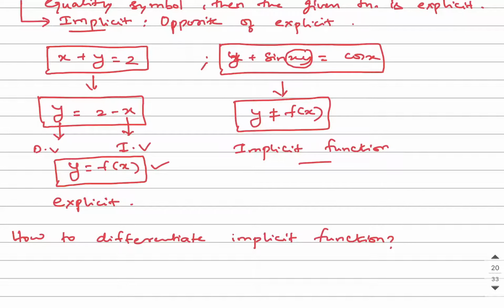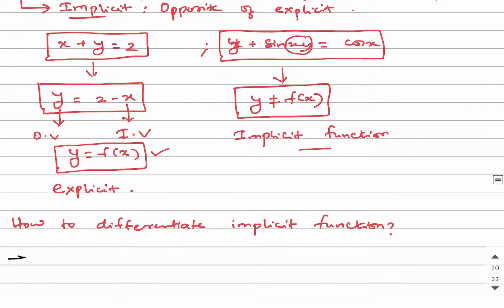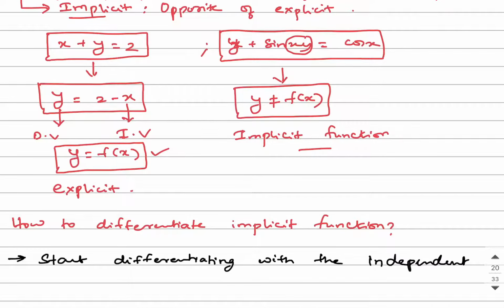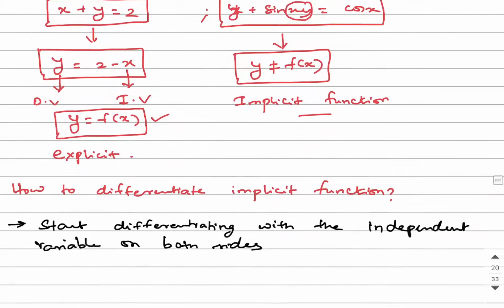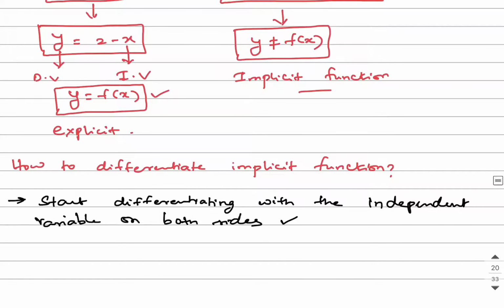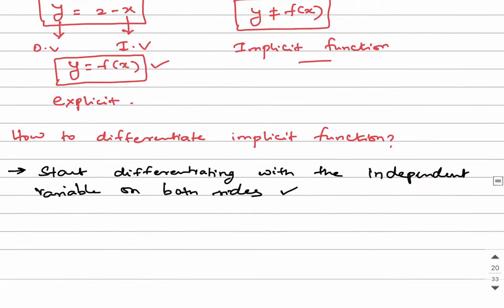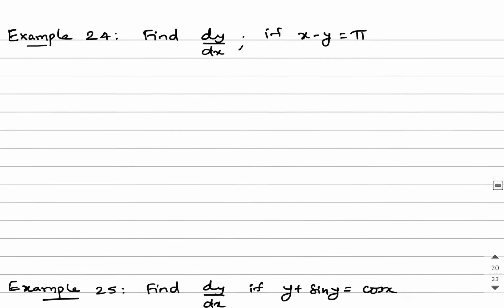So the answer to this question is only one step: start differentiating with the independent variable on both sides. That's it. So this is what you are supposed to do. See, the same thing can be followed for explicit functions also. For example, let us do two examples and see.